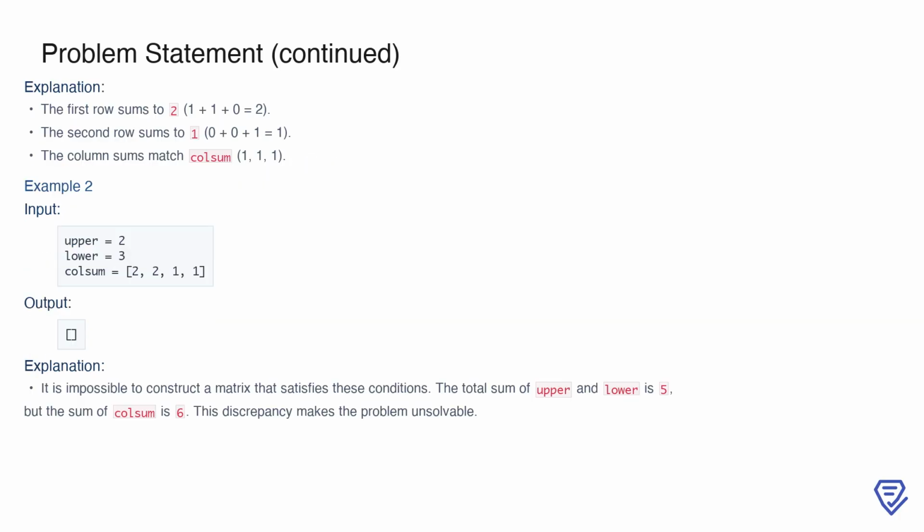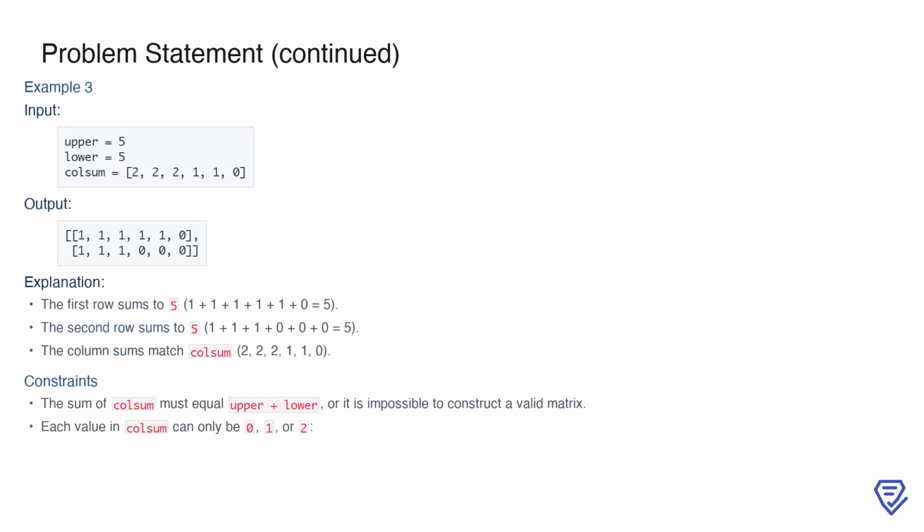To build on this concept, let's look at another example. If the inputs are upper equals 2, lower equals 3, and colsum equals 2, 2, 1, 1, it becomes impossible to construct a valid matrix. The reason is that the total sum of upper and lower is 5, but the sum of colsum is 6. This mismatch in sums makes it mathematically impossible to allocate values across the rows and columns to satisfy all the constraints. As a result, the output in this case would be an empty list. This highlights the importance of ensuring that the sum of colsum matches the combined values of upper and lower, as it's a prerequisite for solving the problem.